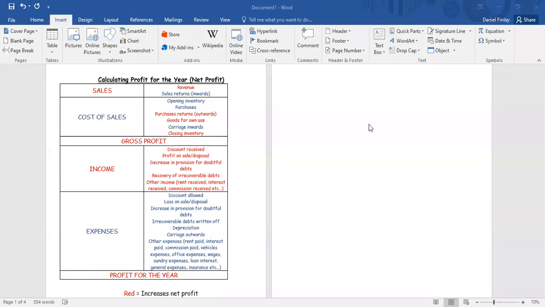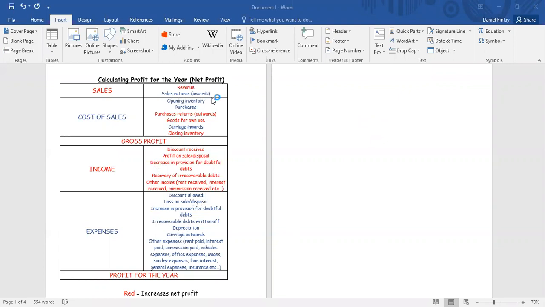Okay, so we'll do an exam question showing how we can work out the adjusted profit for the year. So just a quick reminder, this is the layout of the income statement. I've tried to use two different colors and I'm going to explain what they are. So revenue, that's your sales, that's an income, and sales return, that's an expense, so it gets deducted.